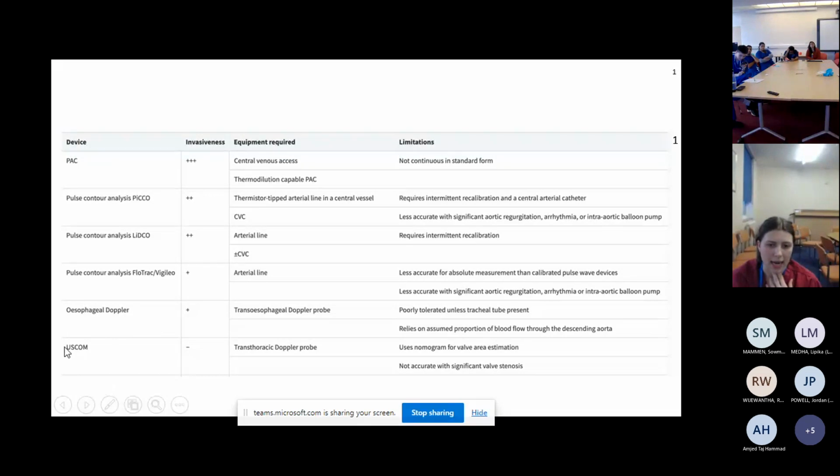Then we have the Doppler technique. As I've just discussed, for the esophageal one, you need to have a tracheal tube present, and it relies on that assumed proportion of blood flow through the descending and ascending aorta. But they might be useful in tracking changes in cardiac output with management changes.